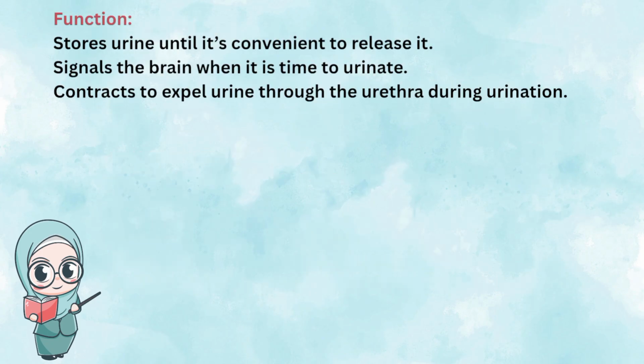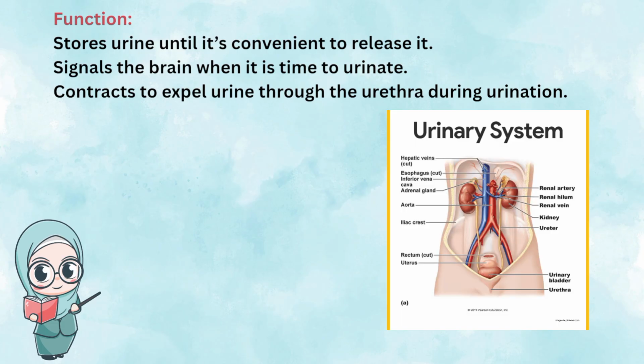Bladder function. Stores urine until it's convenient to release it. Signals the brain when it is time to urinate. Contracts to expel urine through the urethra during urination.